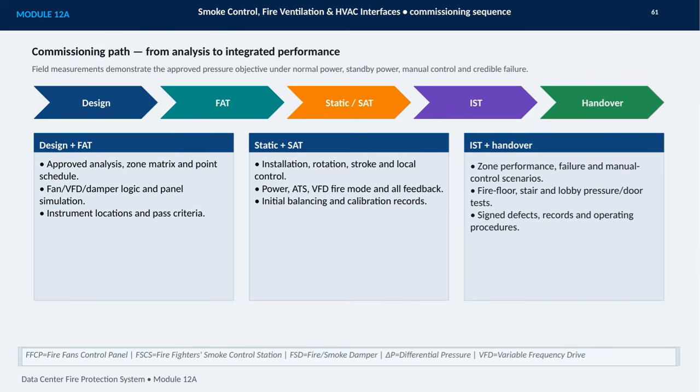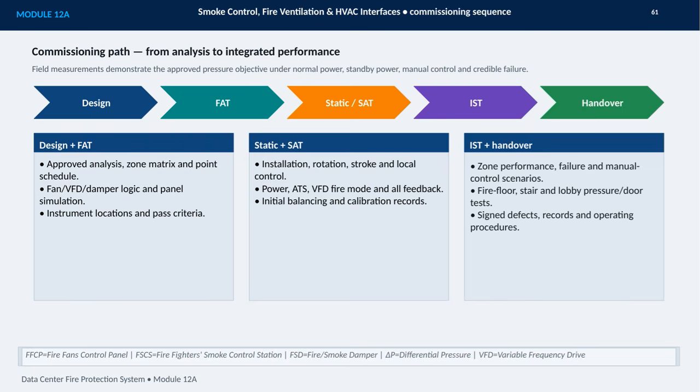Static testing and site acceptance testing, or SAT, then confirm that the installed equipment operates as intended. That includes rotation, damper stroke, local controls, power and automatic transfer switching, VFD fire mode, feedback signals, and initial balancing. Calibration records are part of this evidence.